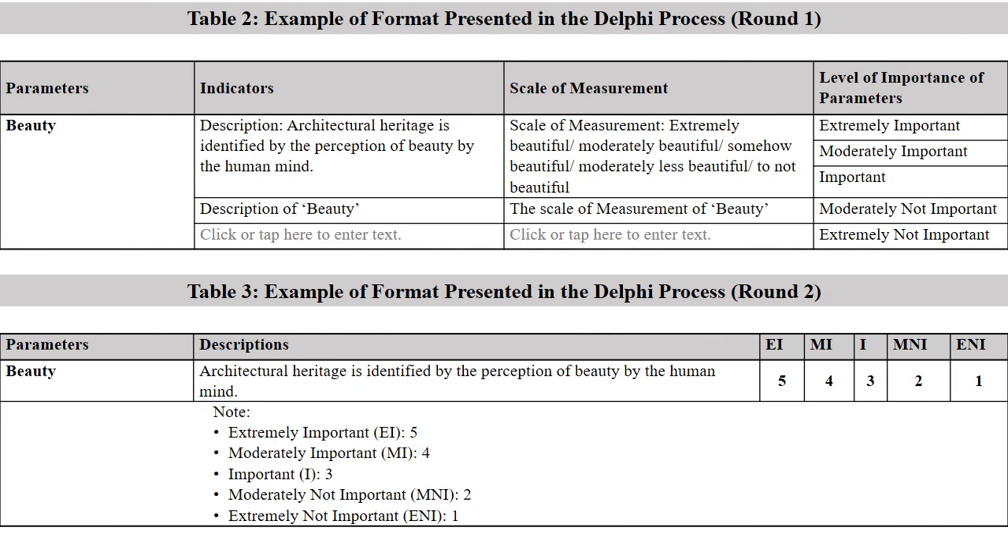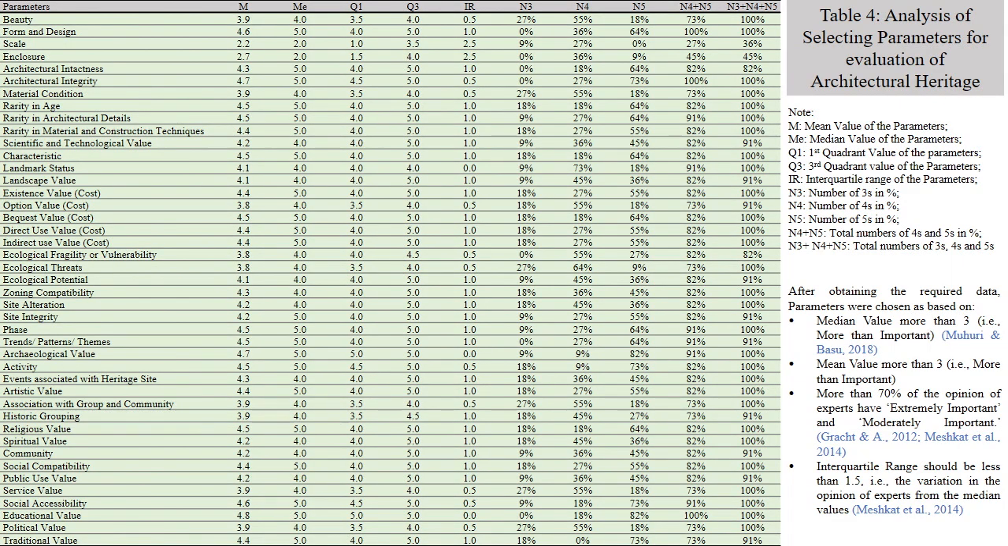In the first round, the experts were asked to choose to change the definition, scale of measurement and the level of importance of the parameter for the value assessment of architectural heritage on a 5 rating scale. In the second round, to get a better consensus, the experts were asked to value the parameters based on the changed definitions for the relevancy in the value assessment of Odishan temple architecture. Based on the median and mean values which are more than 3 and interquartile range less than 1.5, the final list of parameters was selected.